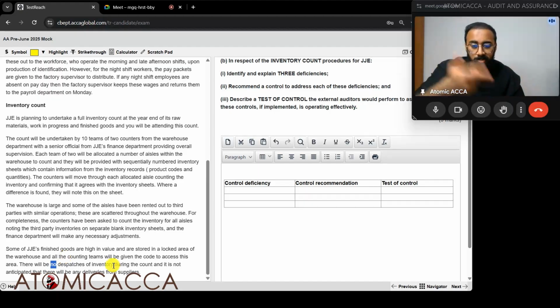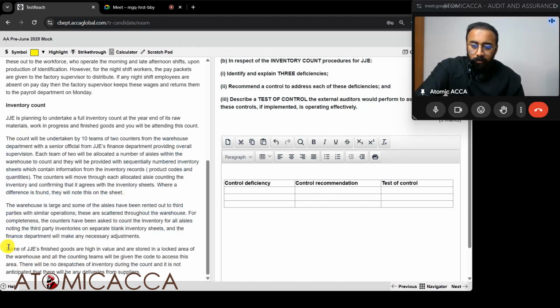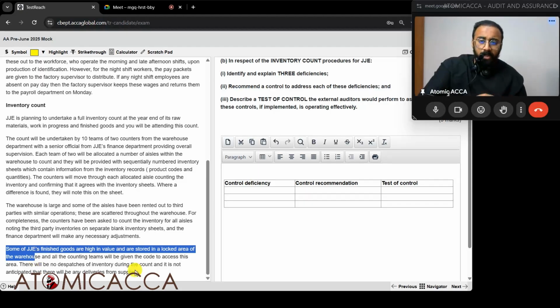No dispatch of inventory is happening, and it is not anticipated that there will be any deliveries from supplier. So nothing will come in, nothing will go out. Everything will be staying static over there. That is a good point. So my bad. Just because a negative word is there, don't forcefully try finding anything. There's nothing over there. That's a positive note. Cool. So we found three items from here. We found one item over here. We found one item over here. So we have 5 points.